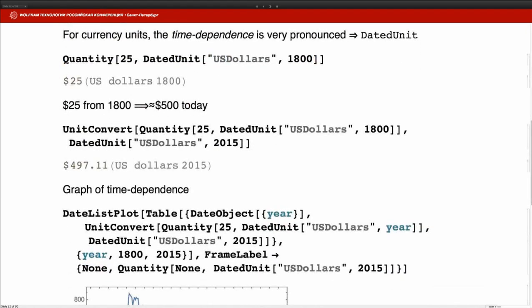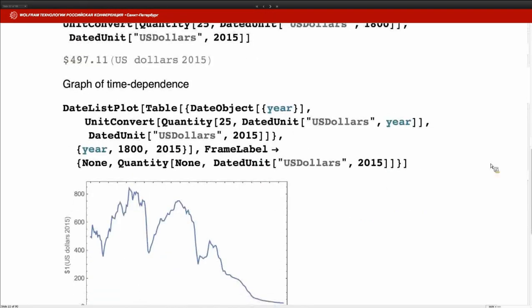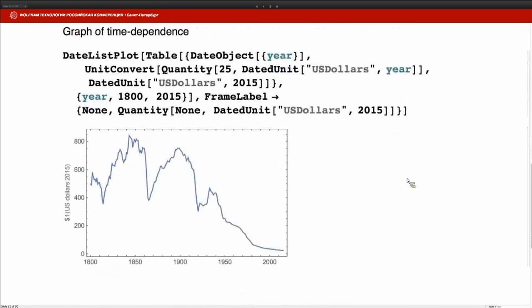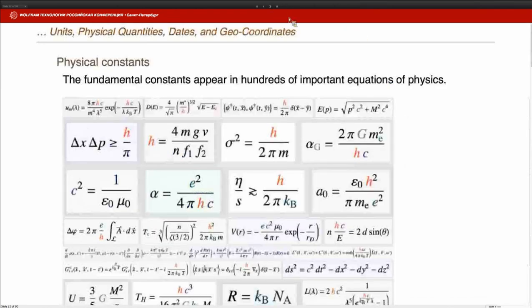As compared to the scientific units, for currencies there's a strong time dependence. The value of a unit changes dramatically over time. For instance, I have 25 US dollars from 1800. Today, this would be around $500. Or I can even plot how it would have evolved over time. So it seems like the best would have been $1 from 1840, which would be $850 today.